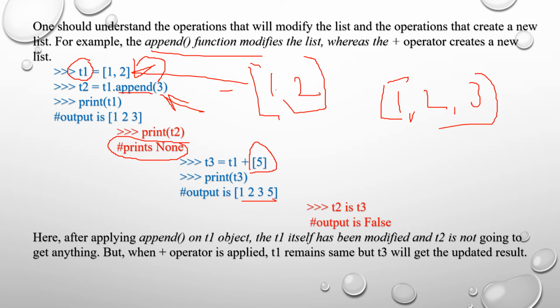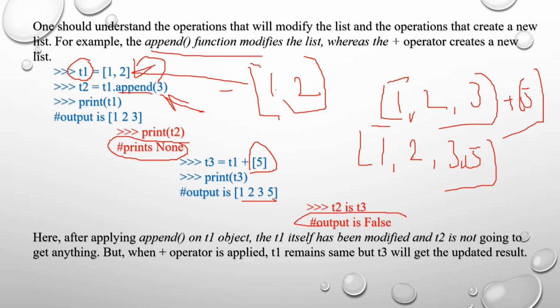Here we are adding plus 5. Plus 5 appears at the end of the list, so 1 2 3 and 5. If you check t2 is t3, the output is False, because t2 elements are none, and t3 elements are 1 2 3 and 5.